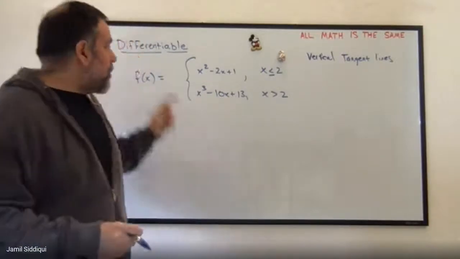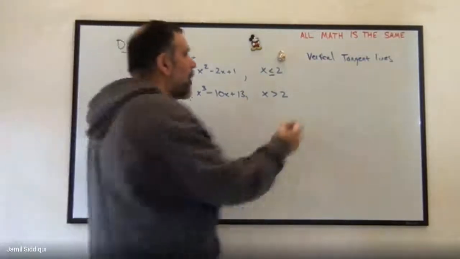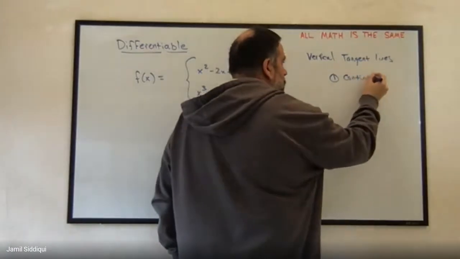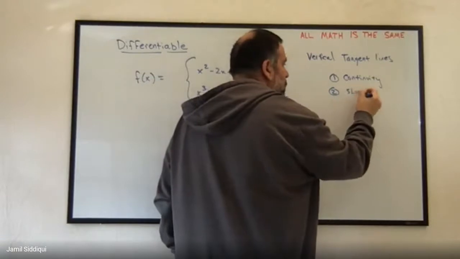So the way we're going to approach this is the steps to finding out if a function is differentiable. Number 1, check the continuity. Number 2, check the slopes from the left and the right.